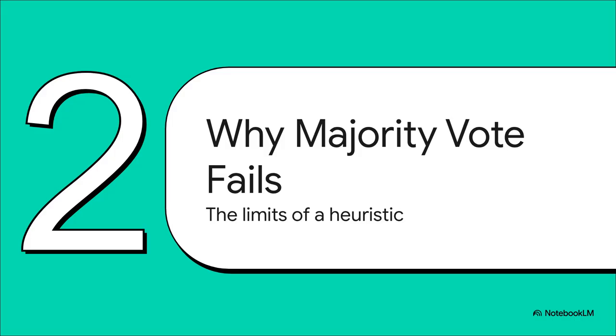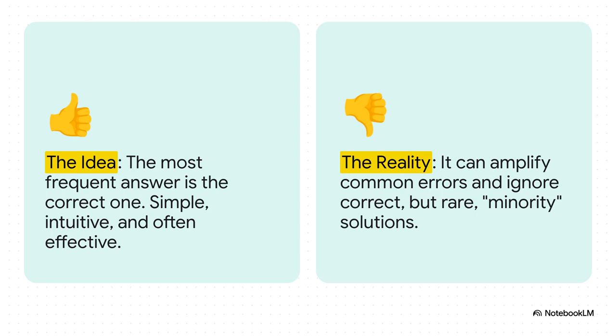All right, so let's talk about the old school method that pretty much everyone uses, majority vote. You might also know it as self-consistency. It's been the standard for years, but as the paper's title hints, it's got some pretty serious flaws. The logic behind it is beautifully simple, right? If the model spits out the same answer most of the time, that one's probably the right one. It feels right, and honestly, for a lot of things, it works just fine.